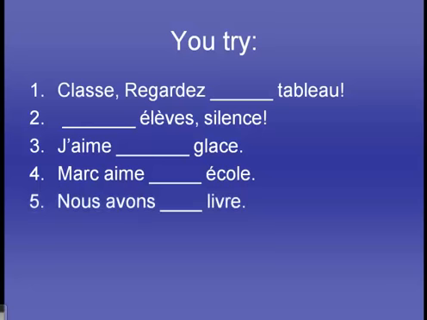So include these in your notes. We'll go over them in class and answer any questions that you might have about les articles définis.